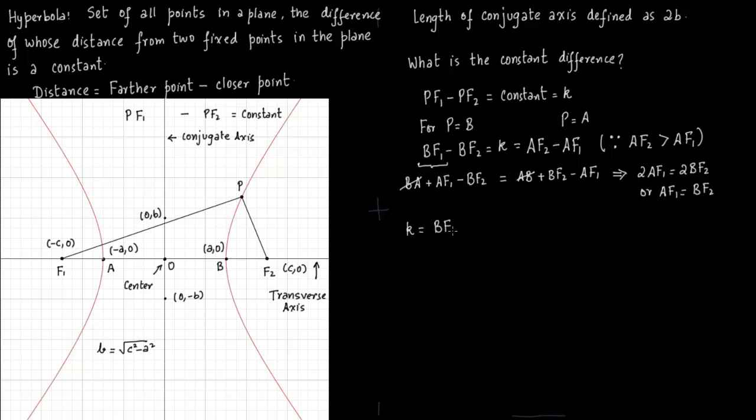Now the constant k is BF1 minus BF2. So BF1 is BA plus AF1 minus BF2. Now AF1 and BF2 cancel out. We are just left with BA. Now BA is nothing but 2a. You can stop the video here and look at the figure. The distance AB from (-a, 0) to (a, 0) is 2a. So the constant difference is 2a.